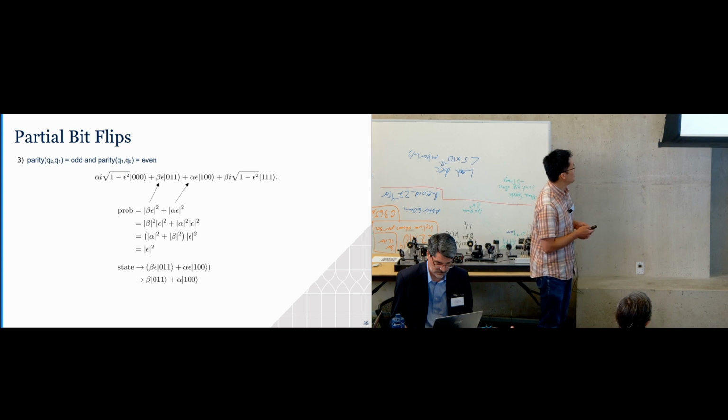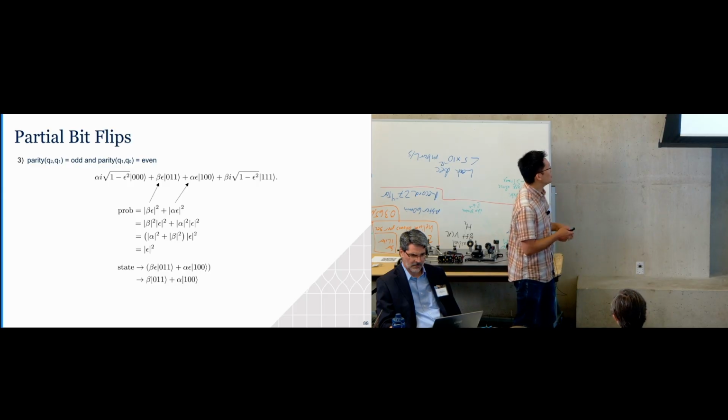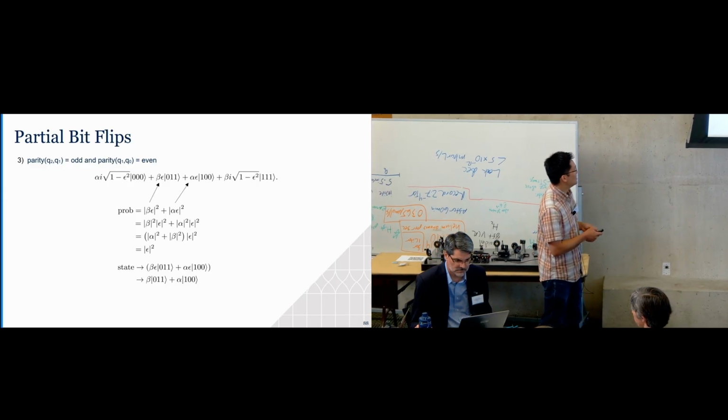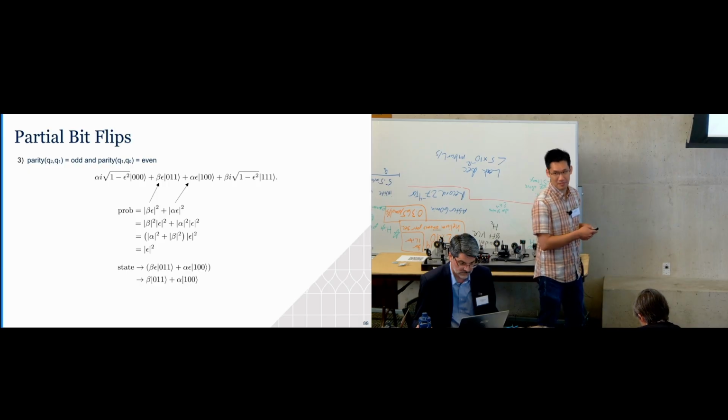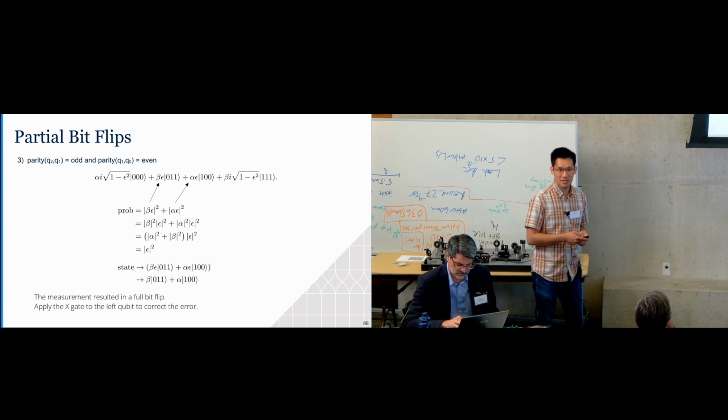And you can see here that this state is not exactly what we want. We need to fix it. What do we need to do to fix it? Well, you can see what happened after the measurement is that here, we want this to be 0, 0, 0, and here we want this to be 1, 1, 1. So we have a complete bit flip now, or full bit flip that we saw earlier. And we can correct this just by applying an X gate to the left qubit. And so we're fine.